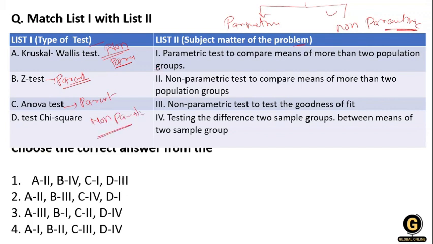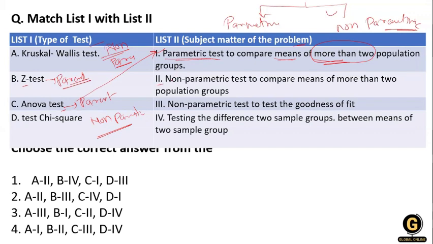So let's move toward List 2, the subject matter of the problems. Here it says the parametric test to compare the mean of more than 2 population groups. So it is talking about parametric, and we have two parametric tests, the Z test and the ANOVA test. Both compare the mean, but further it is talking about more than 2 populations. Whenever the words more than 2 are used, it comes under the ANOVA test. Clear?